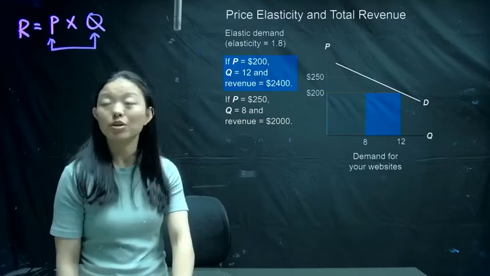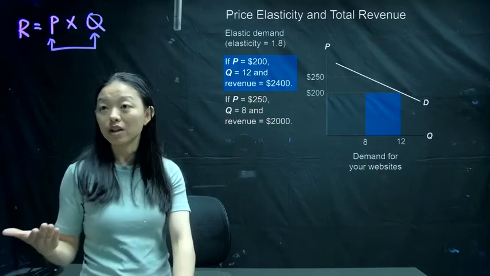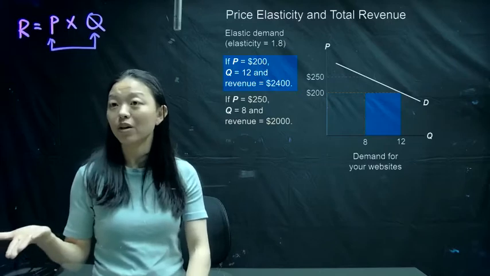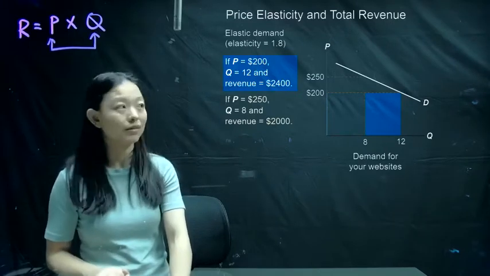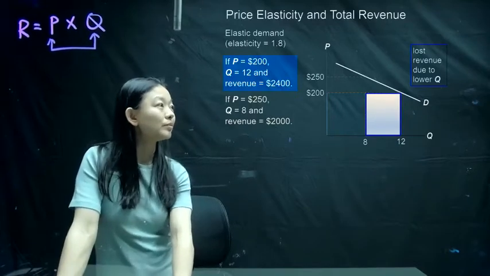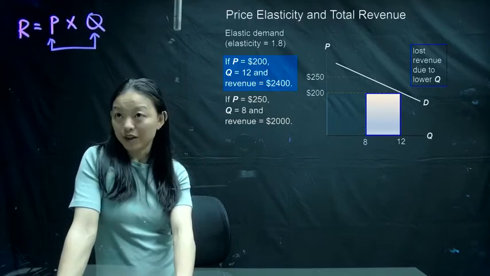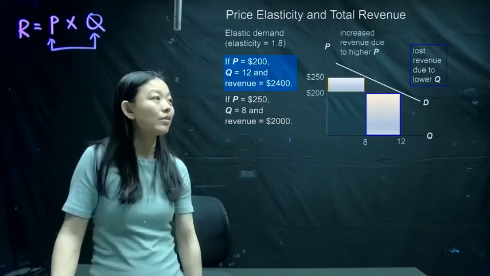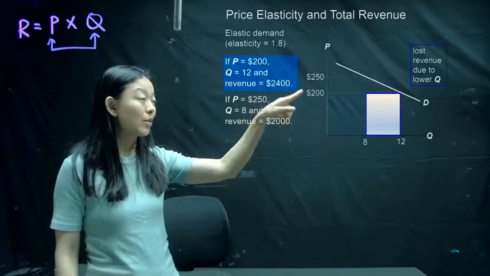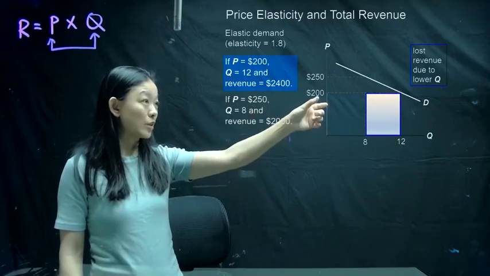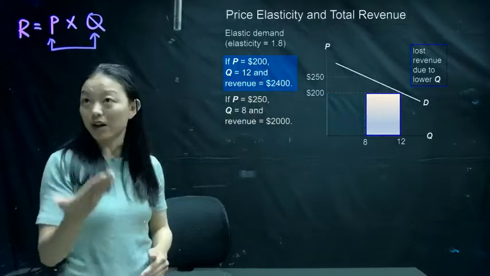When your price increases to 250, then the quantity decreases to 8, which means you can only sell 8 websites per month. Therefore, the revenue will decrease to 2,000. So you can see the loss of the revenue, okay? The loss of the revenue will be represented by this big chunk. Can you see that? The revenue will decrease by this big chunk here because you sell fewer products.